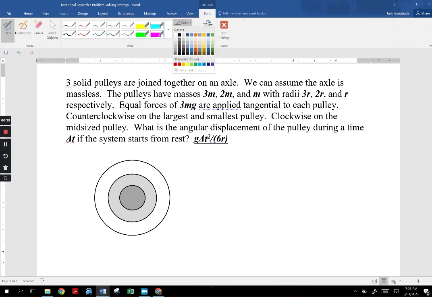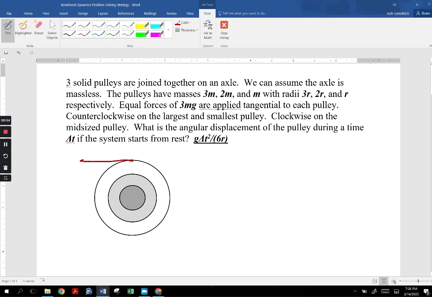So what I'm going to do is draw my FBD, because that's what we do when we do dynamics problems. We draw FBDs. Did you know that? I knew that. It doesn't matter where we draw it. To make life easy, I'm going to draw it here.